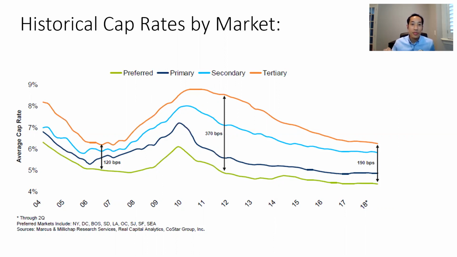And so you can see the spread, in the recessions like '09, '10, '11, that spread got up to almost 400 basis points, when in comparison to now, it's probably closer to 200 basis points as people went out to those markets to get yield.